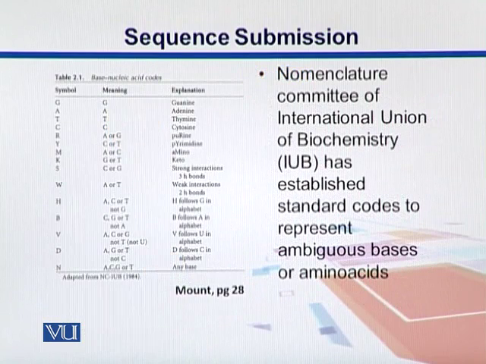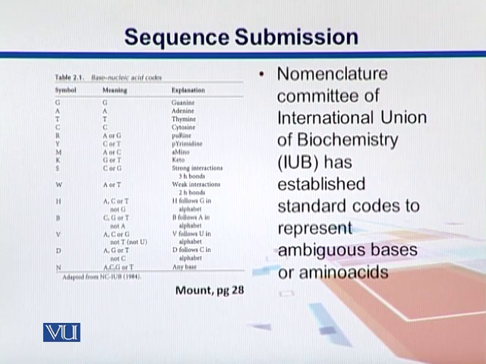So there is an issue of how to put the ambiguous nucleotides or amino acids in the sequences. In some places you are not sure whether it is A or C or T or G, but you are restricted to put just one single letter. So there is an organization, the International Union of Biochemistry, abbreviated as IUB. It has established some standard codes to represent those ambiguous bases or amino acids.